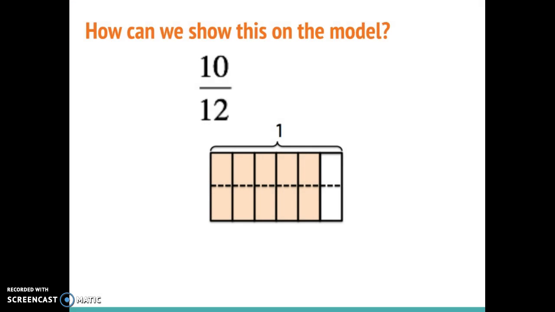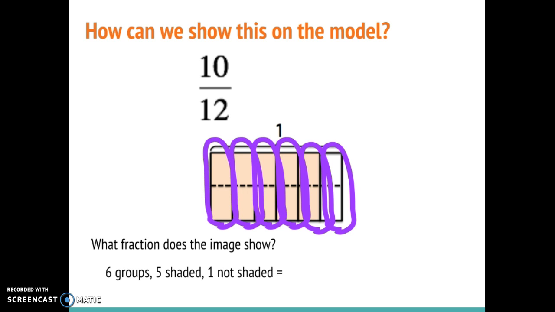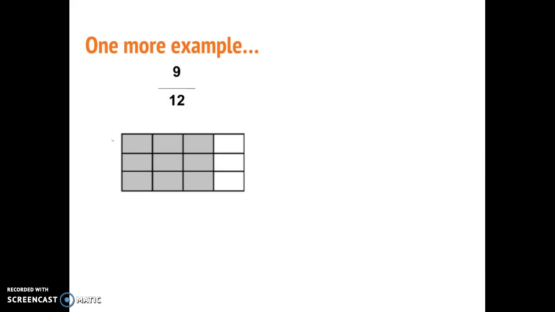Now let's take a look at the area model. We already know that we're going to be looking for groups of 2 because that was the common factor between 10 and 12. So what fraction does this area model show? Well, if you can see, I found groups of 2, and there are 6 groups. 5 of them are shaded, 1 of them are not shaded. So this shows that the answer would truly be 5 out of 6 from the previous slide, and the previous slide is supported. Let's go ahead and look at one more example.